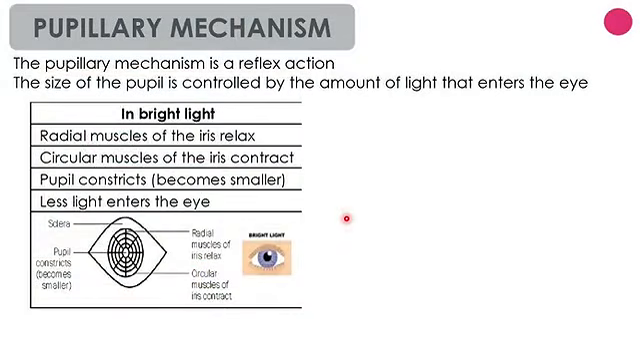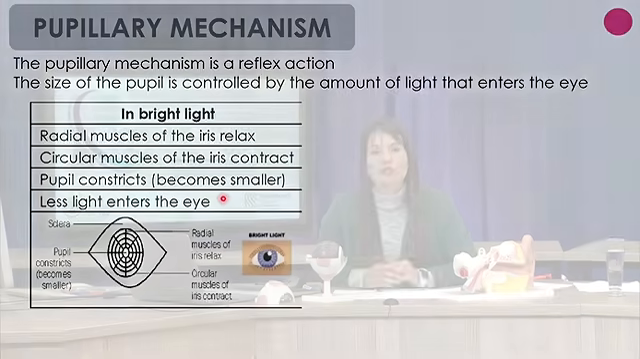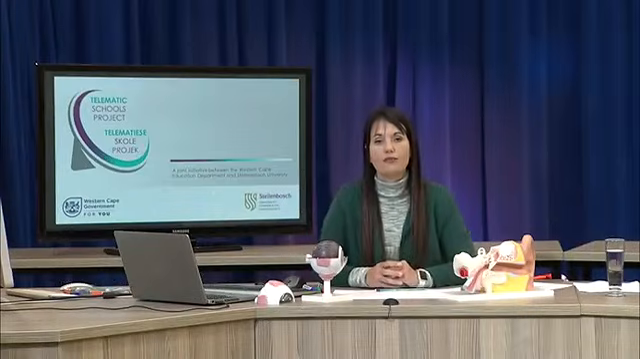What happens? We see that the radial muscle of the iris relaxes. Then the circular muscle of the iris contracts. The pupil constricts, or becomes smaller, and less light enters into the eye. So if they give you a question like that, it normally counts 3 marks. So I suggest you use your hands for that.